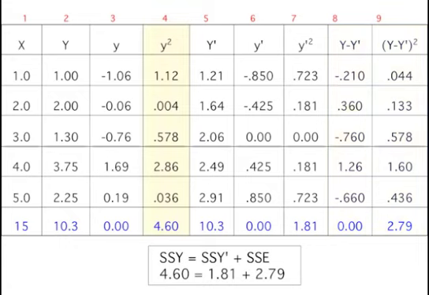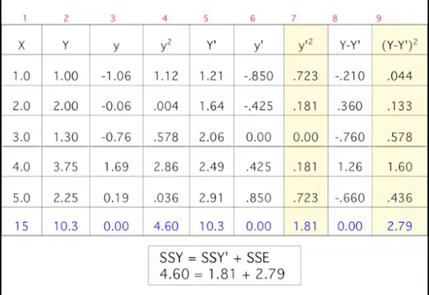We are now in position to see how the sum of squares y is partitioned. Recall that the sum of squares y is the sum of the squared deviations from the mean. It is therefore the sum of the small y squared column and is equal to 4.60. SSY can be partitioned into two parts: the sum of squares predicted, SSY prime, and the sum of squares error, SSE. The sum of squares predicted is the sum of the squared deviations of the predicted scores from the mean predicted score. In other words, it is the sum of the small y prime squared column and is equal to 1.81.